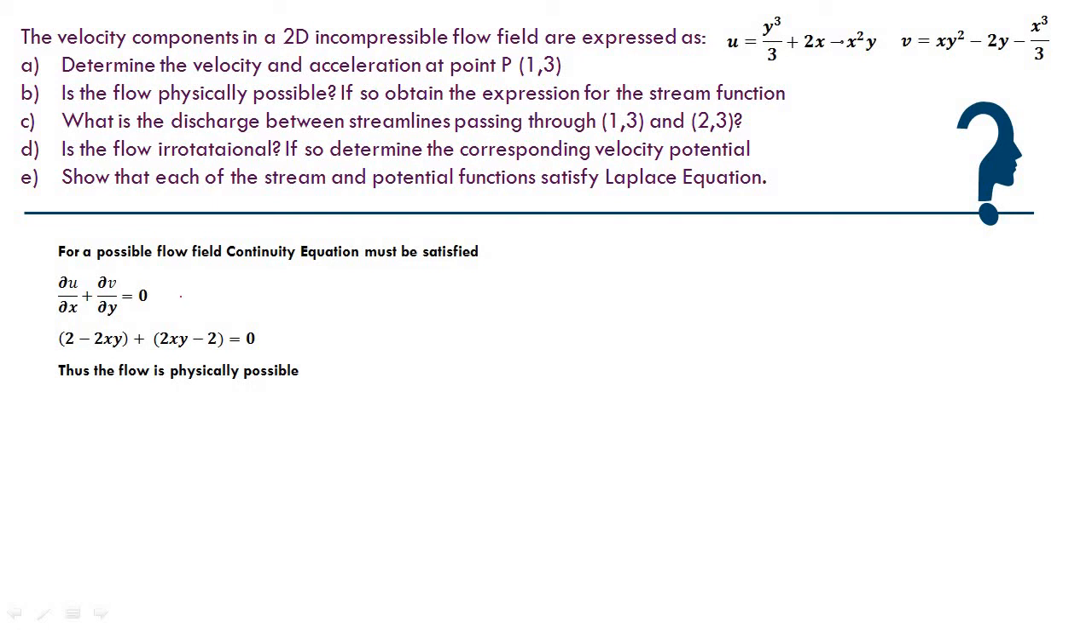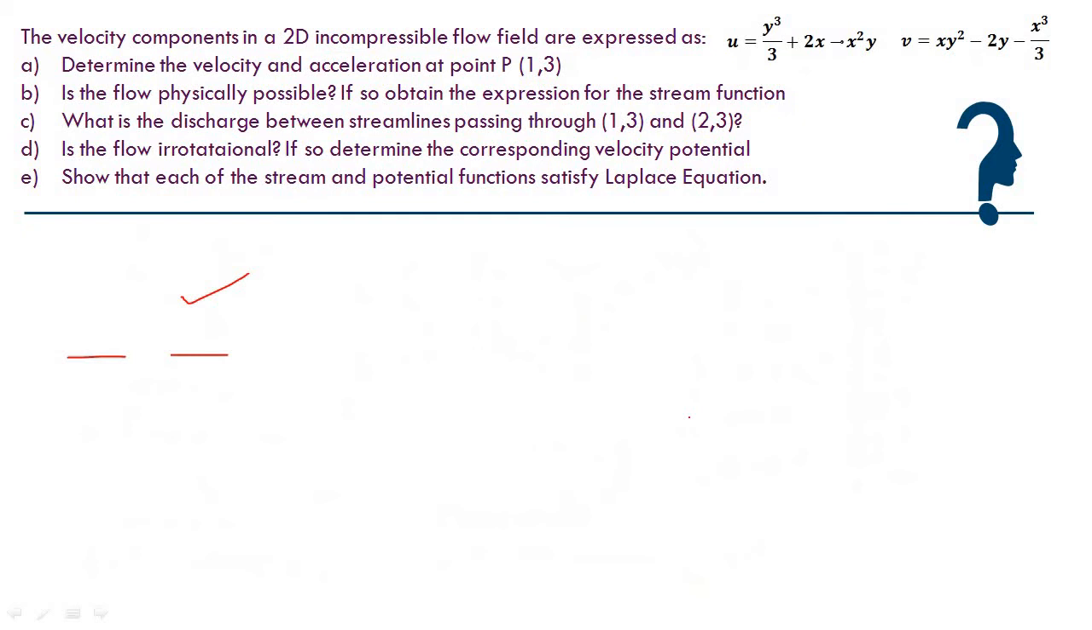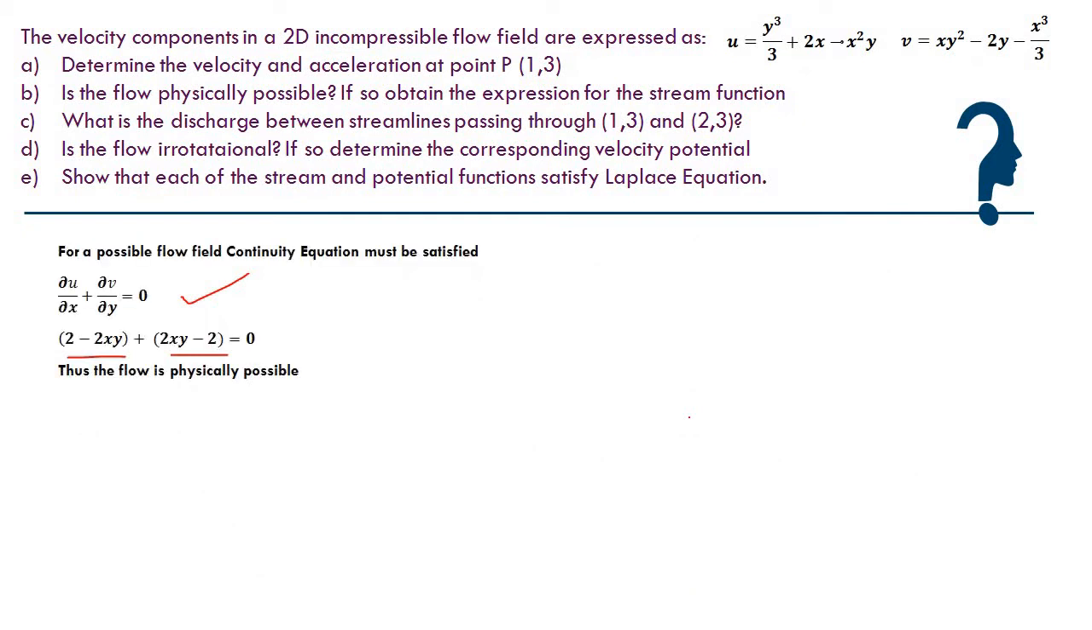So what is the continuity equation in 2 dimensions? ∂u/∂x plus ∂v/∂y equal to 0. We had determined the equations for ∂u/∂x and ∂v/∂y in the previous slide. You see this? ∂u/∂x is 2 minus 2xy, and ∂v/∂y is 2xy minus 2. So if you substitute, you will get 0 as ∂u/∂x plus ∂v/∂y equal to 0. So the flow is physically possible.